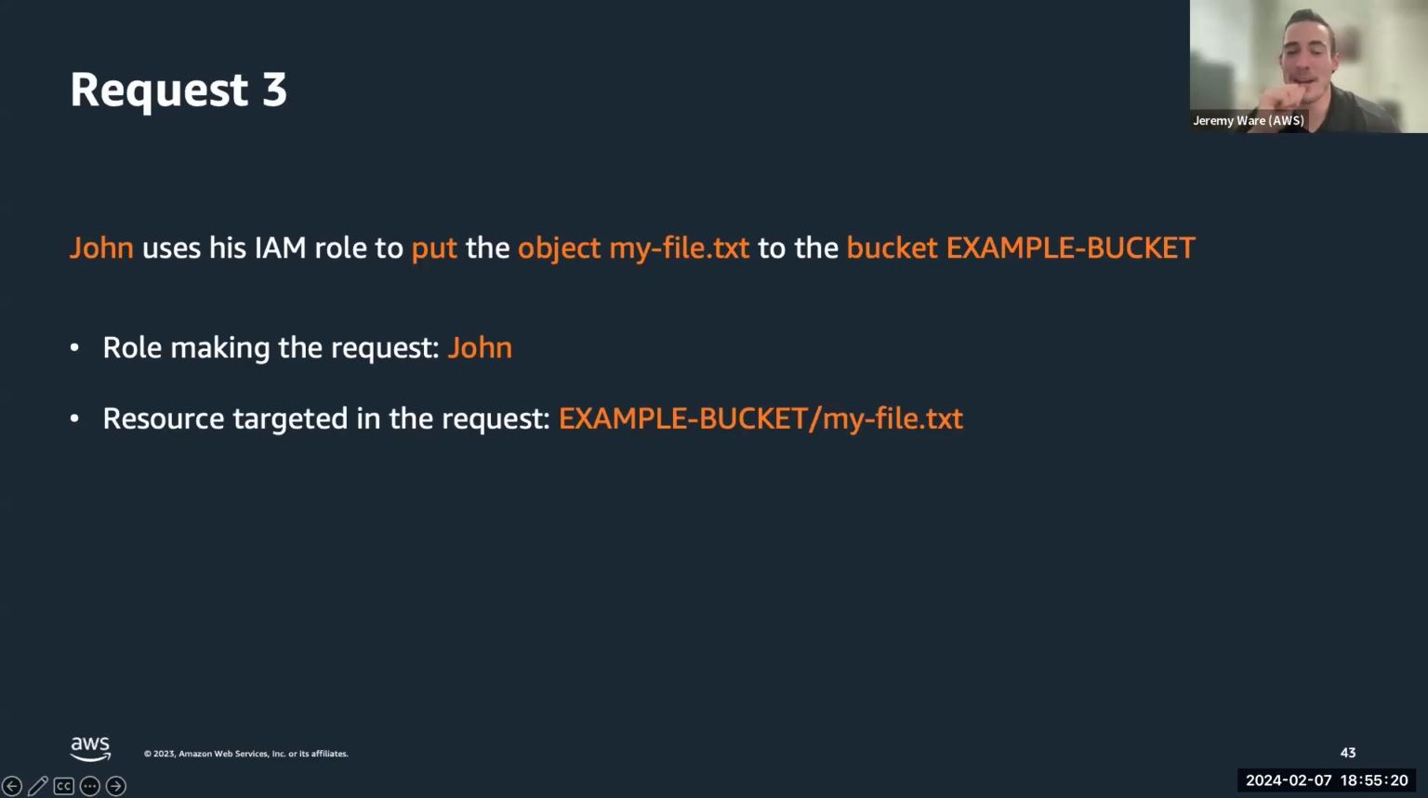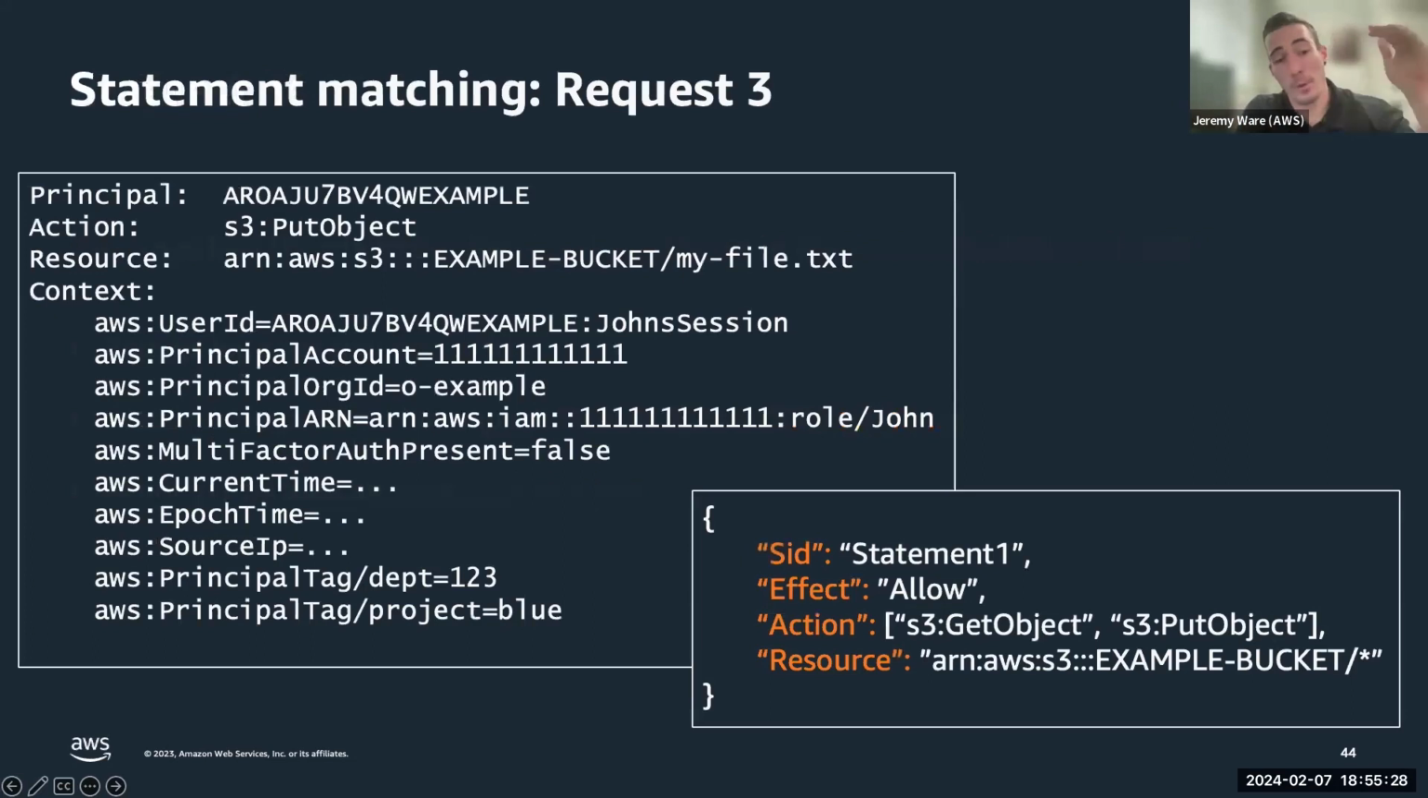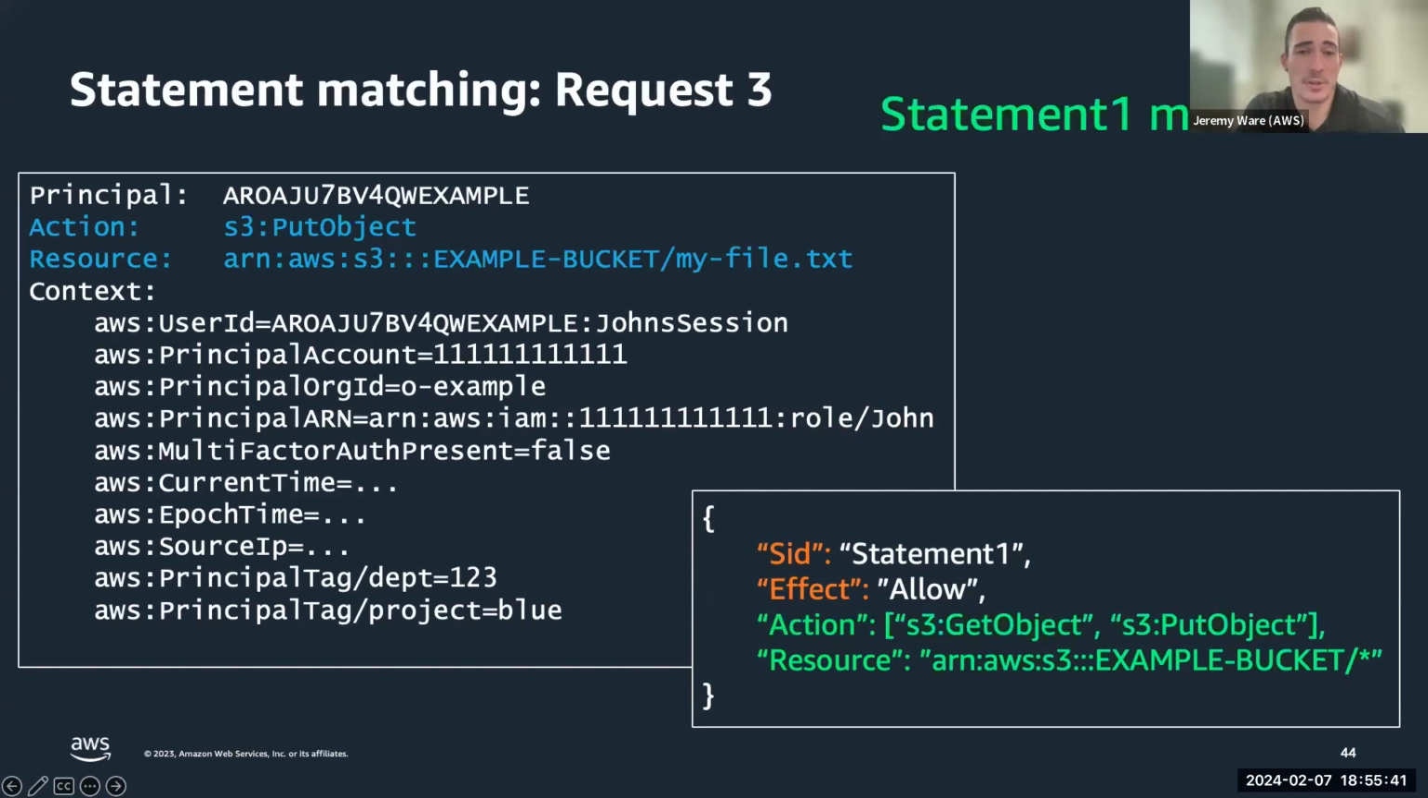That's right. It is myfile.txt in example bucket. And the action being performed is S3 put object. So now when we walk through those same statements in the authorization decision, we do see that the resource matches, right? We are affecting a resource inside example bucket. And the action is S3 put object, which we do match in our allow statement. So statement 1 matches.